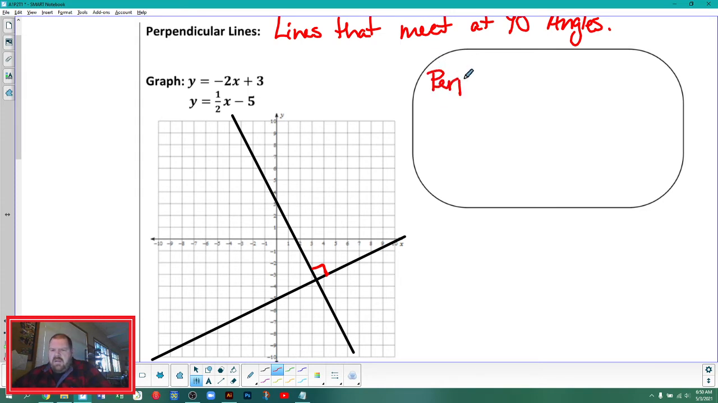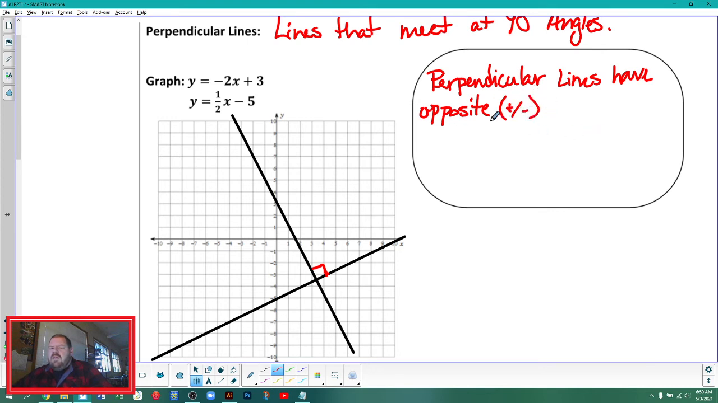We would say that perpendicular lines, verbally, we say that they have opposite, I'm going to say plus or minus, opposite, reciprocal, I'm going to say flip, slopes. And you'll see this quite often.